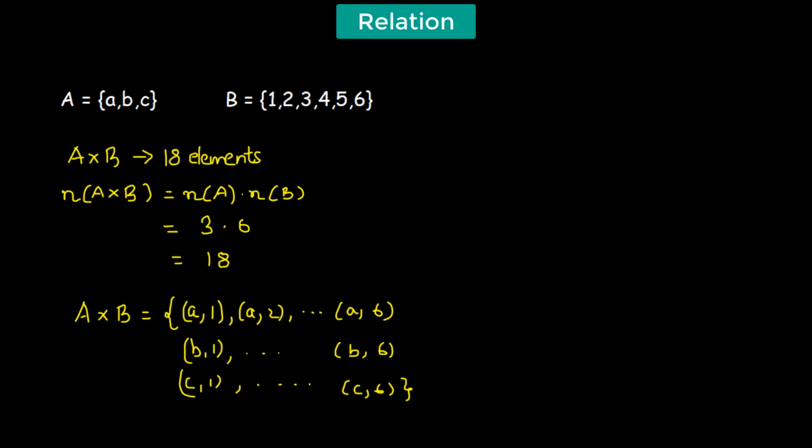Now from this set, we can obtain a subset of the Cartesian product of A and B. This is going to be done by introducing a relation R. We're going to introduce a relation R between the first element and the second element of each ordered pair x and y.